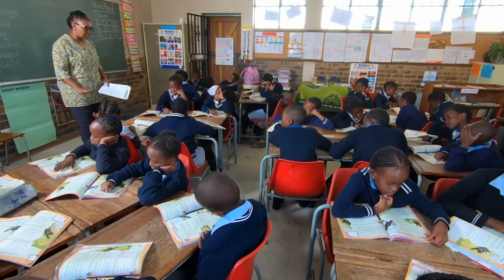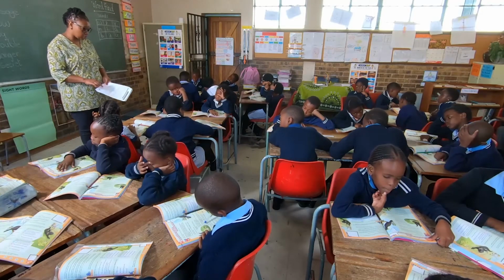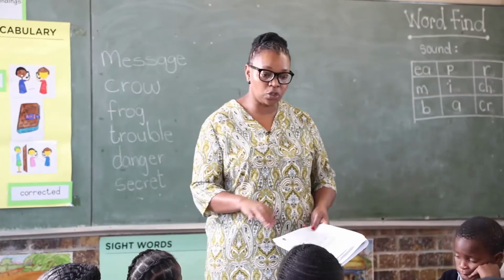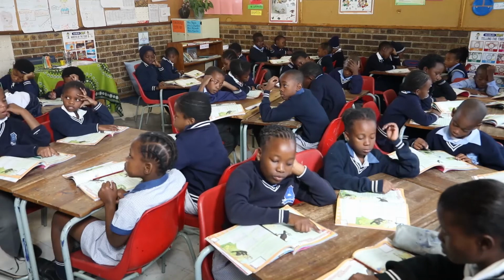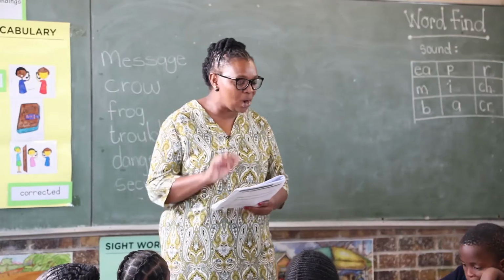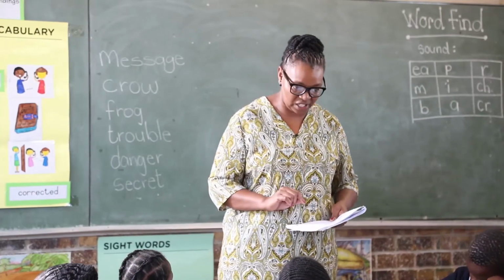Okay, boys and girls, now I'm going to read the story for you, and I want all of you to follow along when I read the story. Right, the title of the story is Frog and Crow Get the Wrong Message.